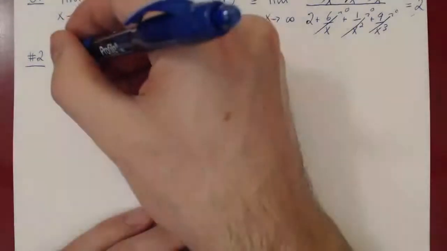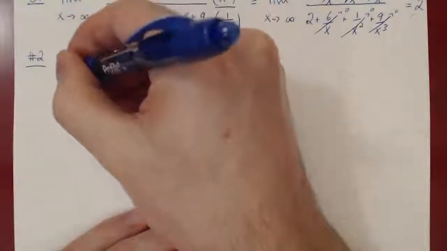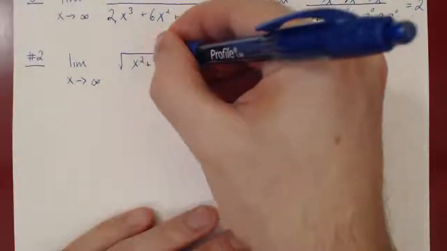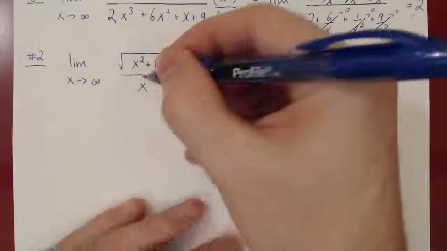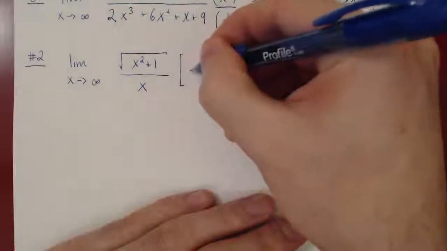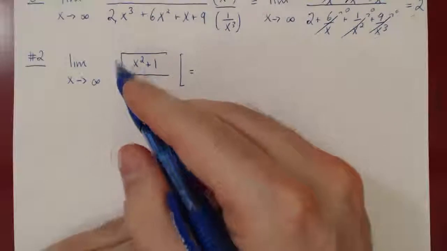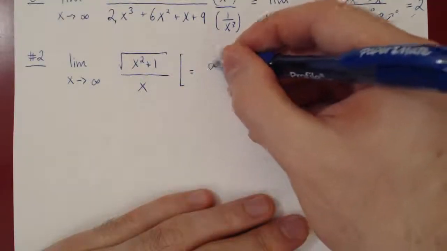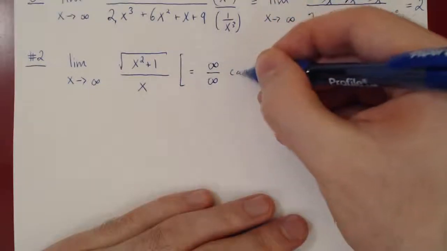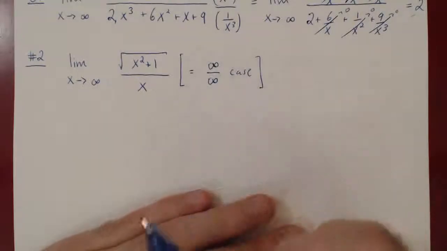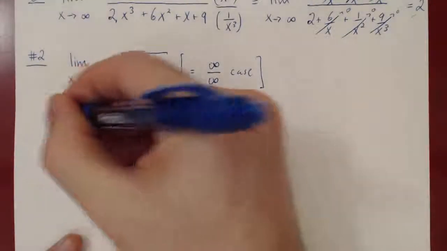So, what if we consider again x approaching infinity, taking the root of x squared plus 1 over simply x. As always, we look at what kind of case we have. Well, as x goes to infinity, the root of x squared plus 1 also goes to infinity. Same thing for x. So we have, once again, an infinity over infinity case. So it looks like we may be able to use L'Hopital's rule. Well, let's see.